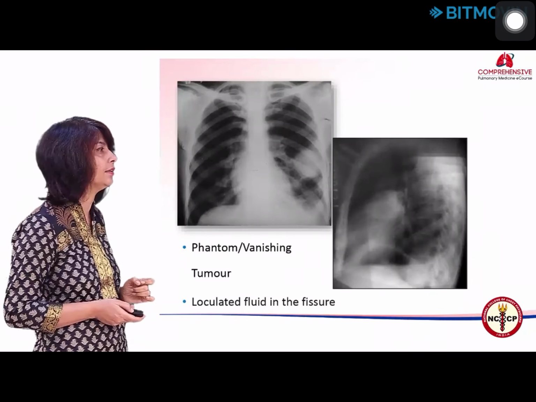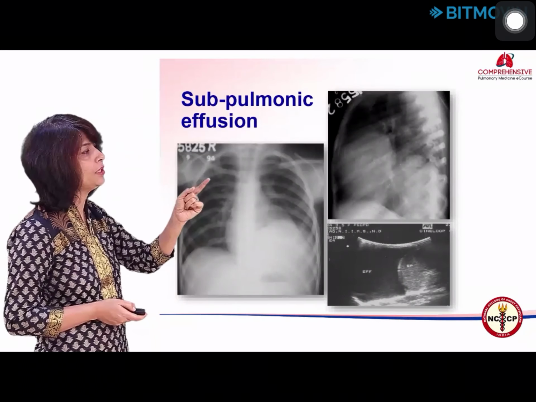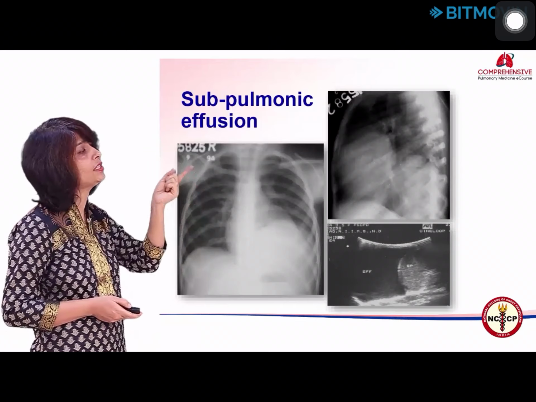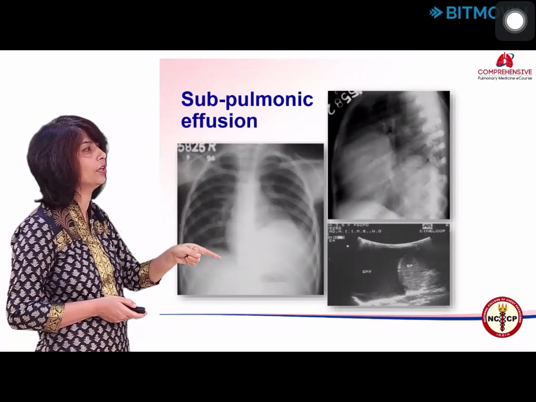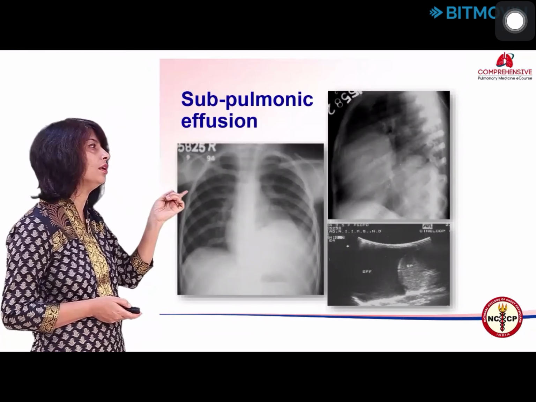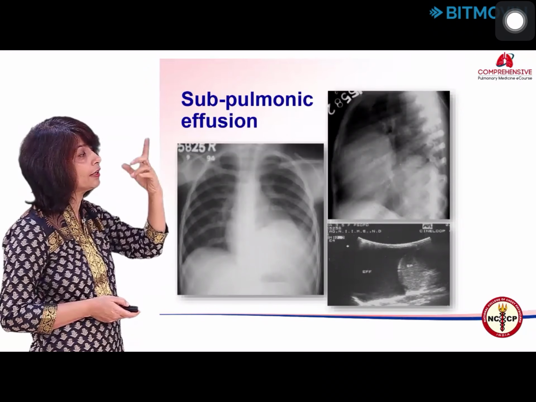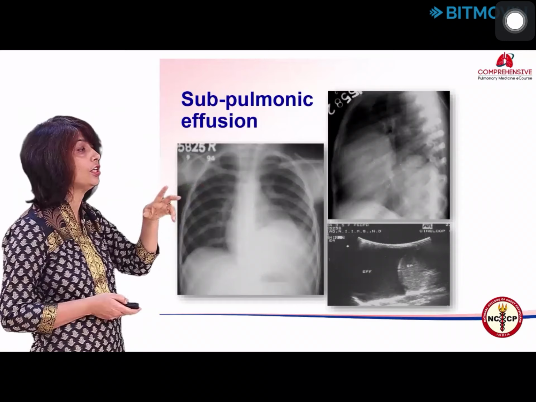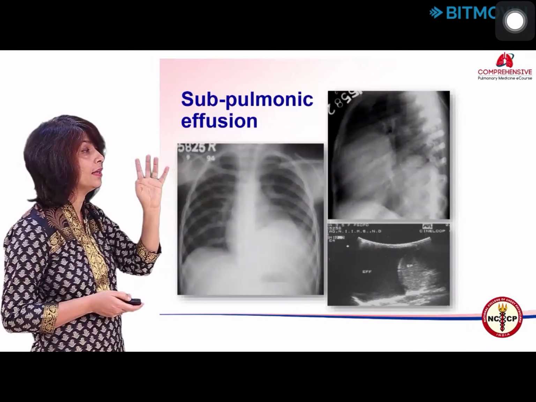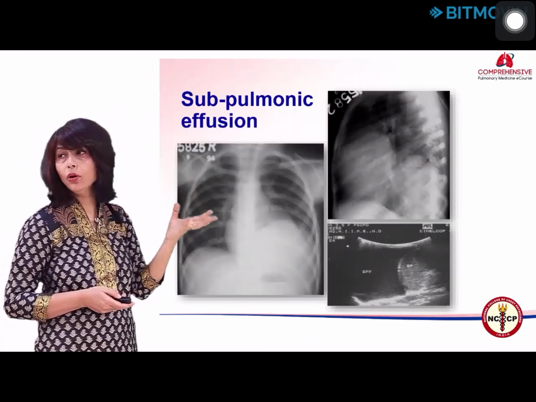The other concept is subpulmonic effusion. So case number 3 showing similar radiograph. One was a pleural lesion, one can be, what did we see? A gastric volvulus with eventration. And what is it in this case? This is a subpulmonic effusion.